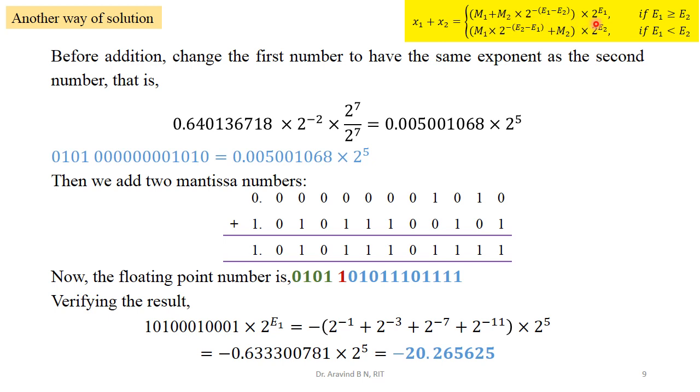Then it has to be multiplied with 2 to the power of e1. Right? So this exponential will become 2 to the power of 0, so we are not going to bother about it. We are just making the addition of m1 and m2. So this is m1, this is m2. After addition, this is the negative number that we obtained.